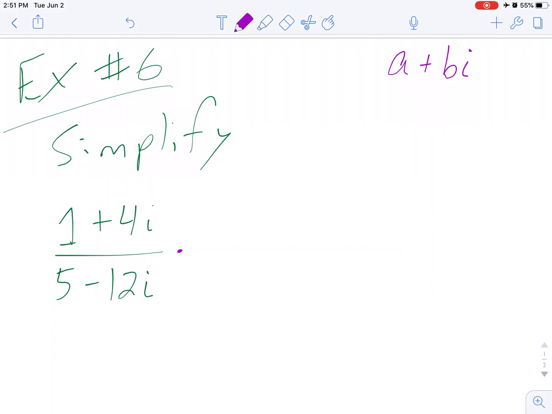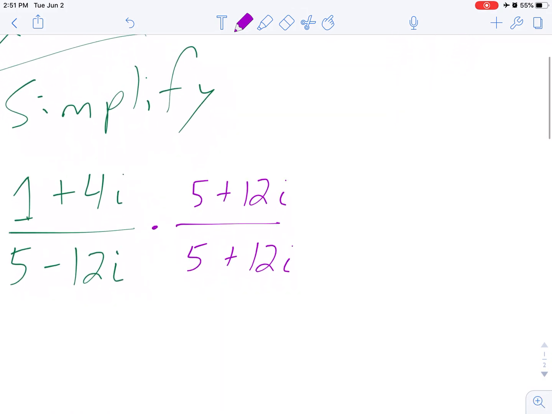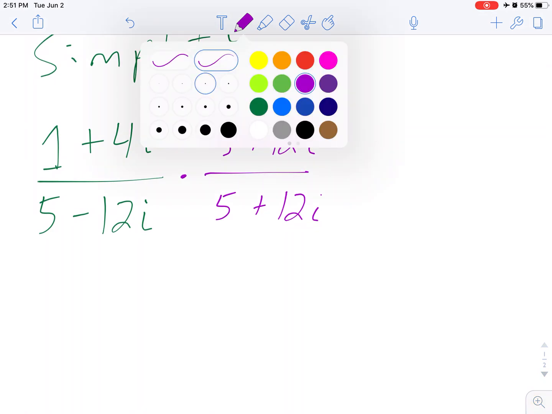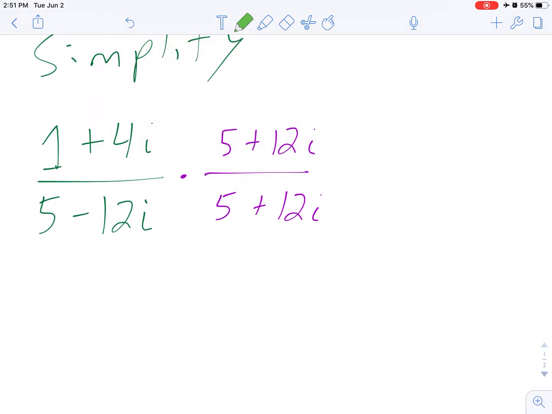So as I stated in the notes, what you do is you look at your denominator. Our denominator in this case is 5 minus 12i. And you decide what the conjugate of that is. So the conjugate of that is 5 plus 12i. And that becomes what you multiply by. Now we need to multiply it by the numerator and denominator.